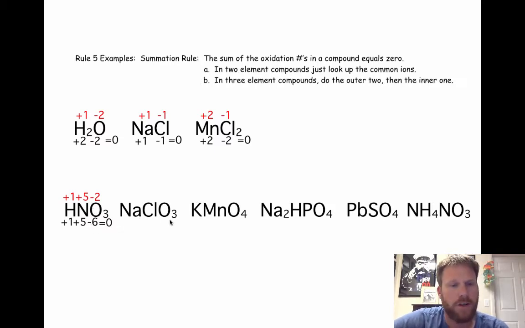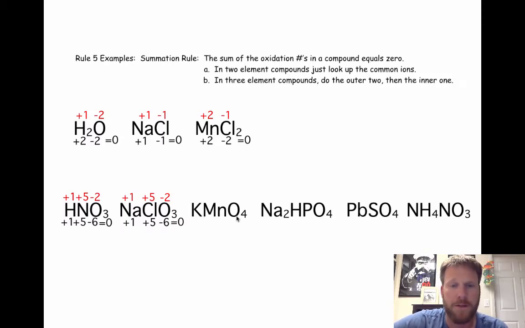When we look at NaClO3, we know oxygen's a -2, and we know sodium is in the first column of the periodic table, so it will have a +1 oxidation state. This has to add up to 0. So we have a -6 from the oxygen, since there's 3 of those, +1 from the sodium, and then in this case, chlorine is also going to be a +5 oxidation state.